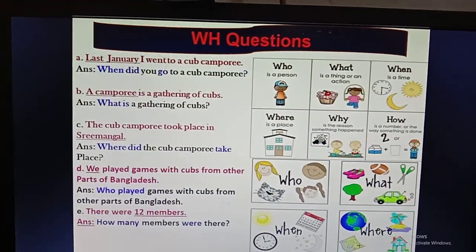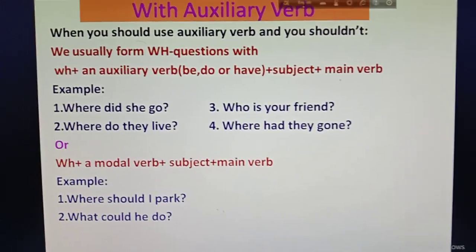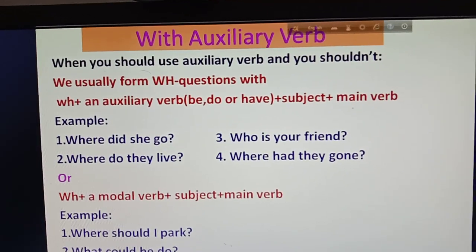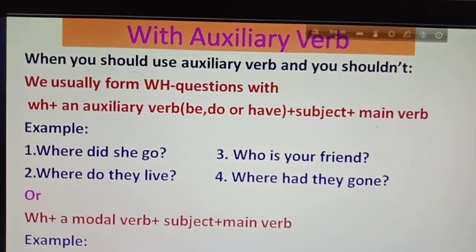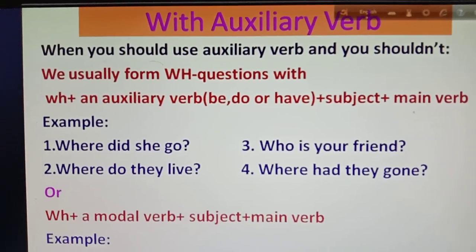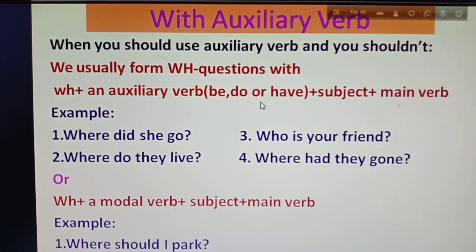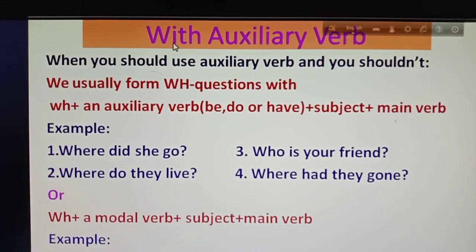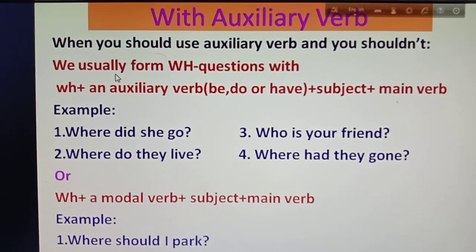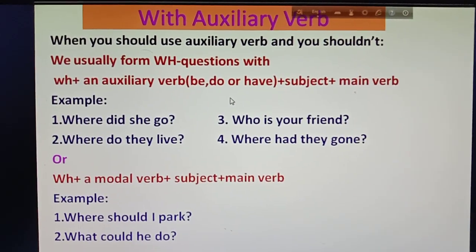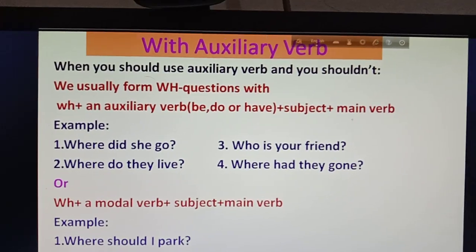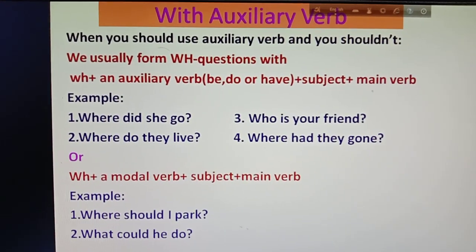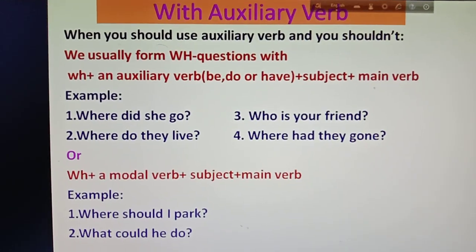So boys, before starting WH questions, I would like to discuss some important thing, that is when you should use auxiliary verb and when you shouldn't. Okay, so in some cases we don't use auxiliary verb after the WH questions. So today I'm going to clear you about this topic. So boys, I hope you are going to enjoy it, and please listen to me very carefully and write it down at your CW copy.